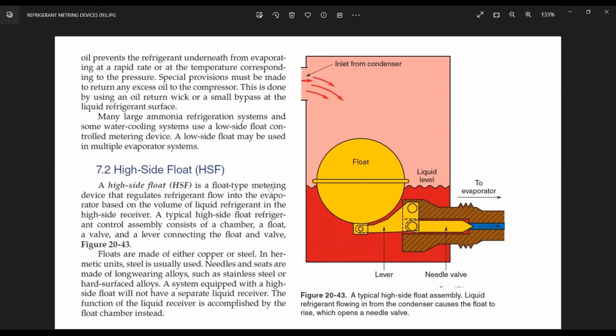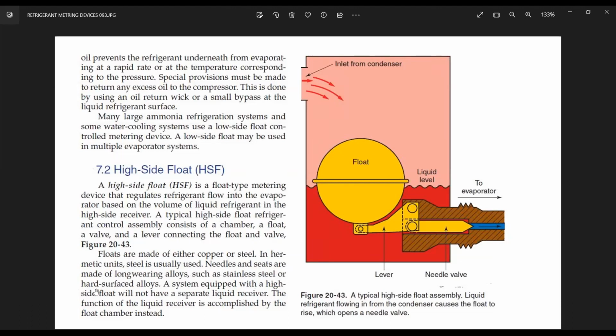The high side float is a float metering device that regulates the refrigerant flow to the evaporator based on the volume of the refrigerant in the high side receiver. A typical high side float refrigerant control consists of a chamber, a float, a wall, and a lever connecting the float and the wall, basically everything together. The floats are made either out of copper or steel. In hermetic units, steel is usually used. Needles and seats are made of long wearing alloys, so stainless steel or hard surface alloys.